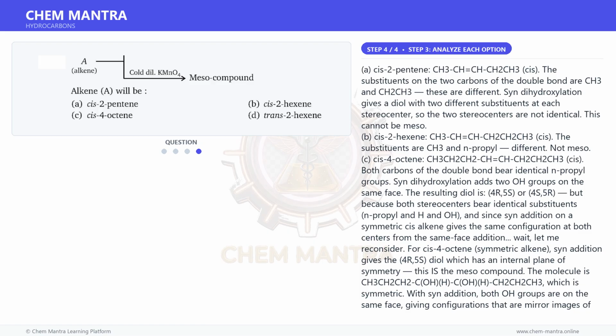cis-4-octene is symmetric, n-propyl on both sides, and cis. Syn-dihydroxylation of a symmetric cis alkene gives the meso diol because the two OH groups added syn to one face create R,S configuration at the two identical stereocenters, resulting in an internal plane of symmetry. Note, for a symmetric cis alkene, syn addition gives a meso diol. For a symmetric trans alkene, syn addition gives an R,R and S,S racemic mixture. Options A, B, D either lack symmetry or are trans.